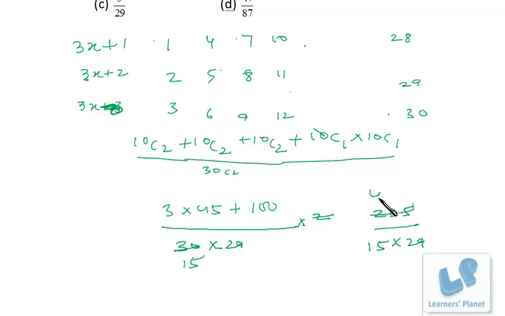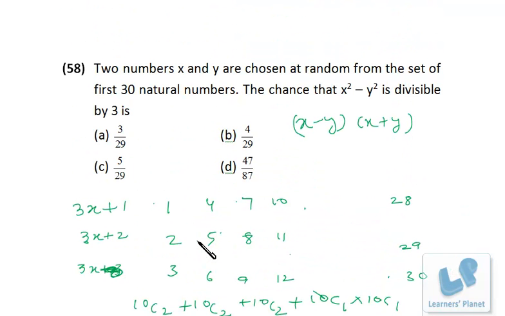So 5 fours and 5 sevens and 5 threes, so it's 47 by 29 into 3, that's 87, right? So the probability of this event will be 47 by 87, right? So this is the answer. It's really a great problem. Just revise it if you are not clear, though it's very easy once you get the concept.